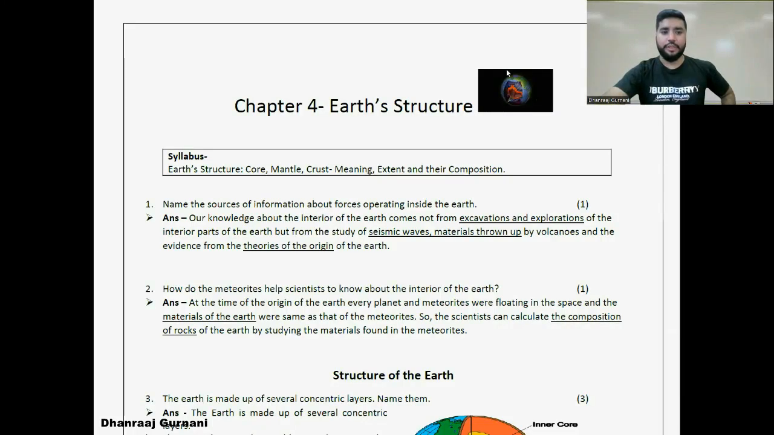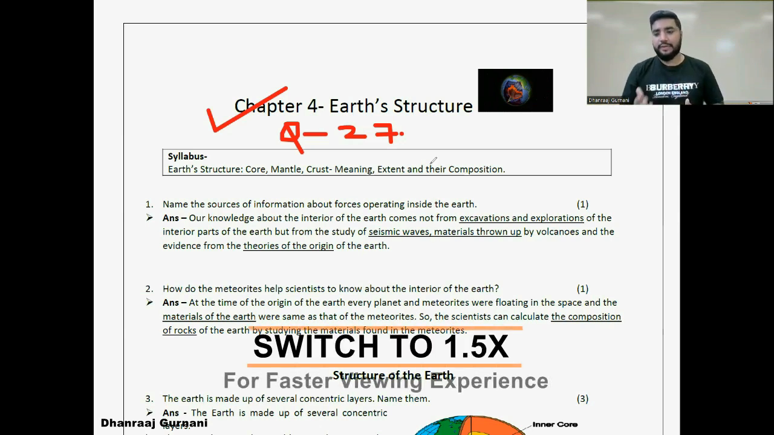Chapter: The Earth Structure. In this chapter, we'll be covering a total of 27 questions. It's a limited size chapter, but it is a chapter which makes your base, as well as it has picture study questions. Let's see the syllabus, what you're going to cover.